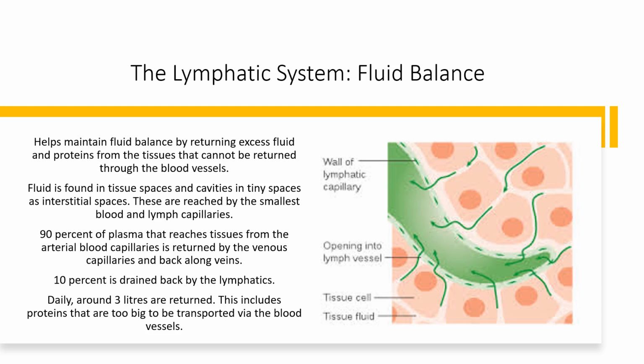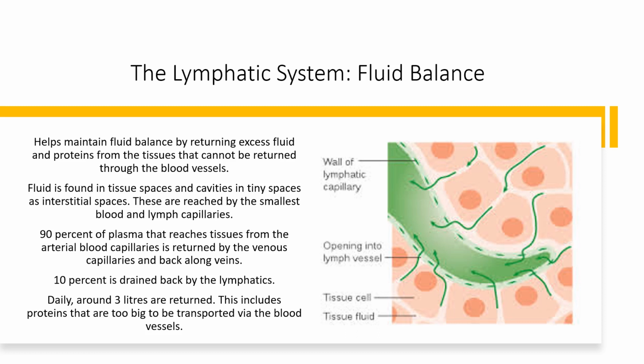So within all this process, 90% of plasma will reach the tissues from the arterial blood capillaries, and is returned by the venous capillaries back along the veins. So remember, veins are primarily return structures. The remaining 10% is drained back by the lymphatics.